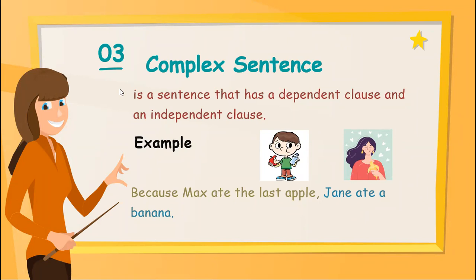Start reading, please. A complex sentence is a sentence that has a dependent clause and an independent clause. Very good. Example: Because Matt ate the last apple, Jane ate a banana. Very good.